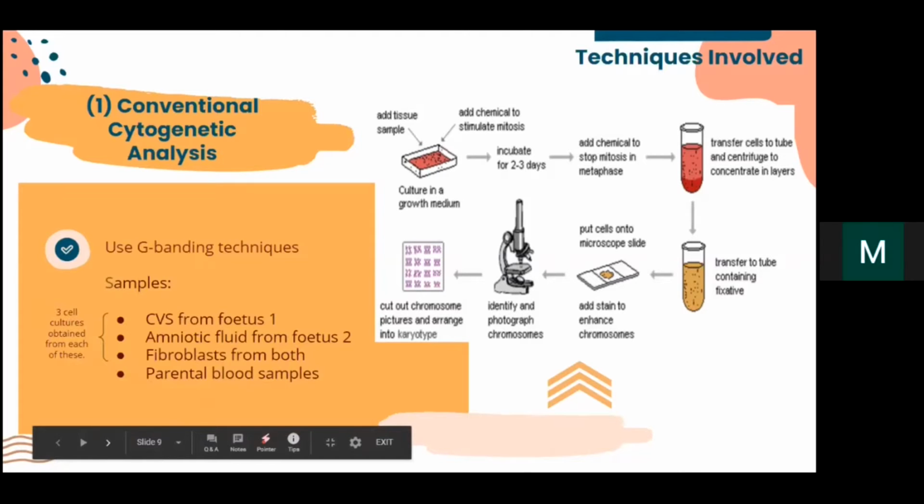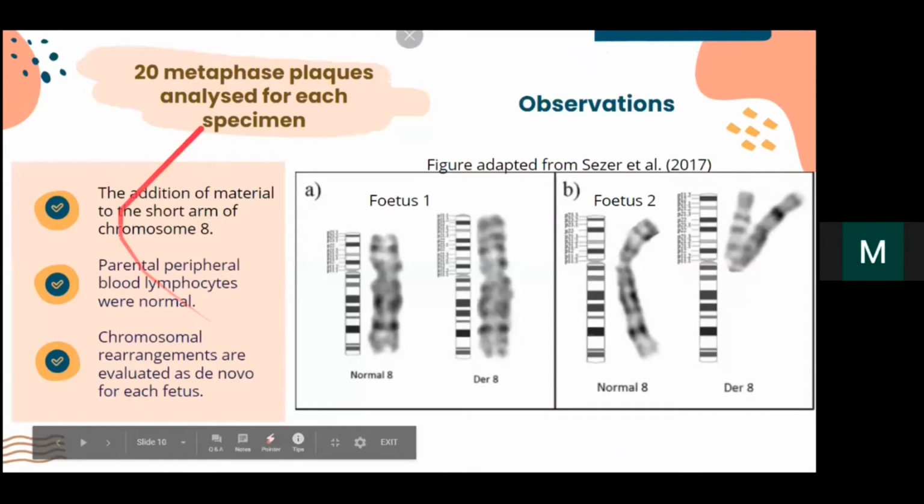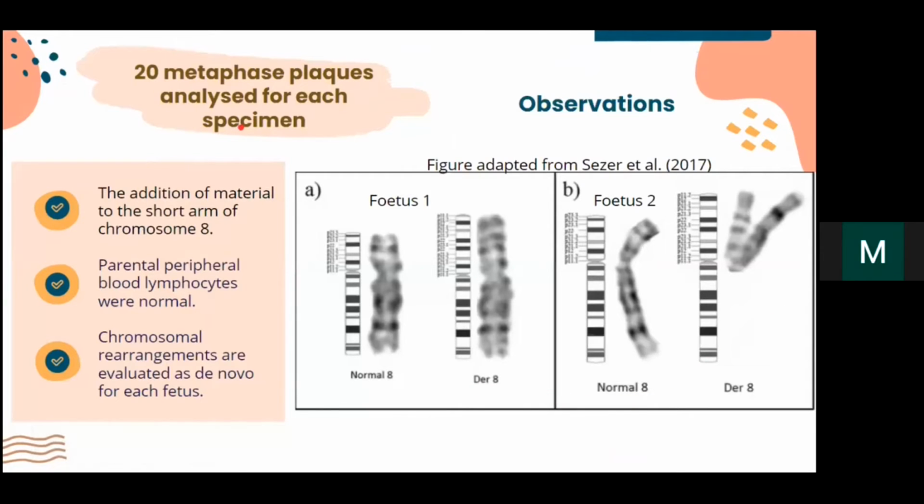Okay, so 20 metaphase plates were analyzed for each of the specimens. So there were a lot of metaphase plates analyzed for fetus 1, fetus 2, and of course the parental blood. So the observation is as follows.